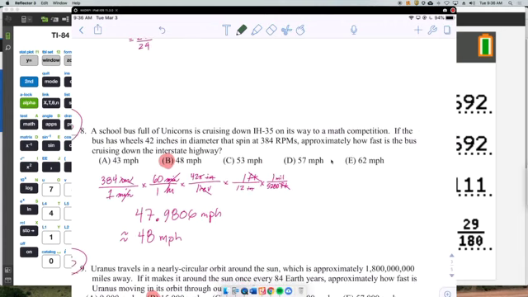If the yellow dog has wheels of 42 inches in diameter, and I actually looked that up on Google too, right? I wanted to give you accurate numbers. 42-inch wheels, and they spin at 384 RPMs. How fast is the bus cruising down the highway?